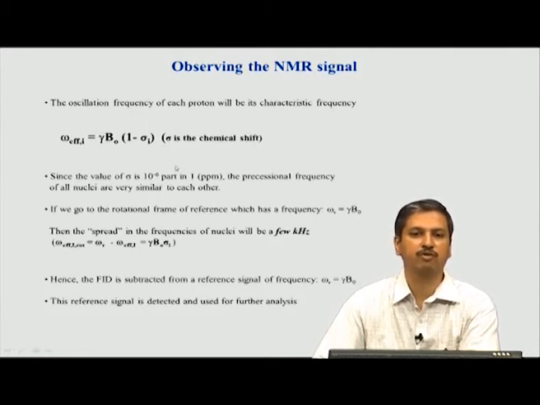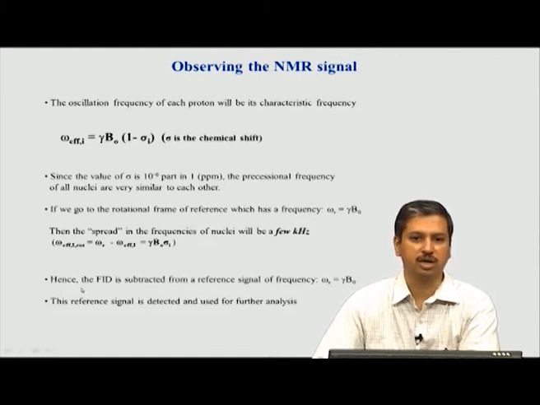But what is important from an FID point of view is that this FID, which I showed in the last slide, consists of oscillations. And where are these oscillations coming from? The oscillations are coming because different atoms in the same molecule are having different frequencies. So, they will have different oscillations, and all these oscillations are captured together in a single FID.